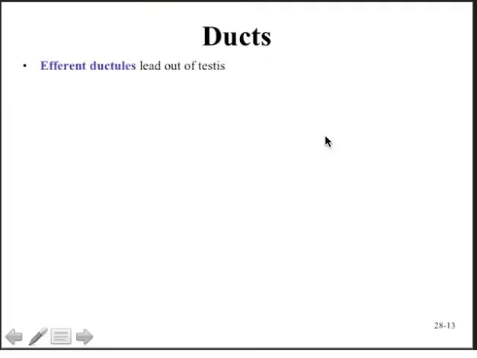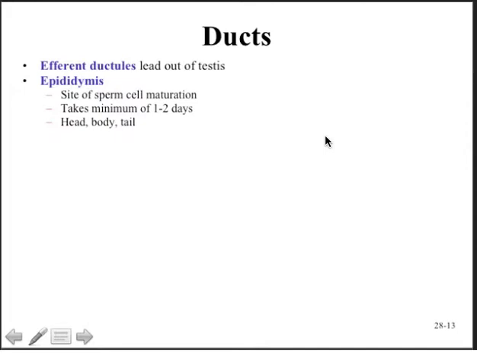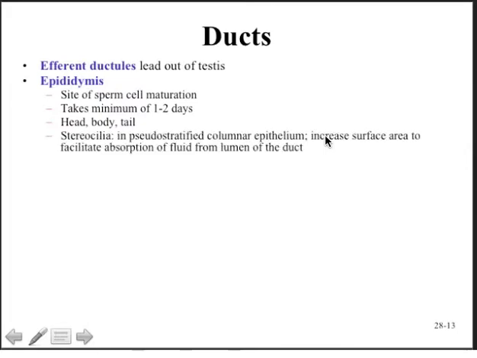Okay, once the sperm are produced, we have to provide for them a pathway to exit the testis. The efferent ductules lead out of the testis and into the epididymis, which is the site of sperm maturation. This takes about 2 days. The head, the body, and the tail are already formed at this point. Stereocilia are in the pseudostratified columnar epithelia of this structure. They increase the surface area to facilitate absorption of fluid from the lumen of the duct.